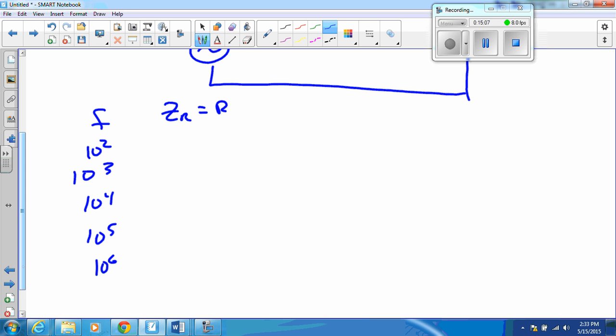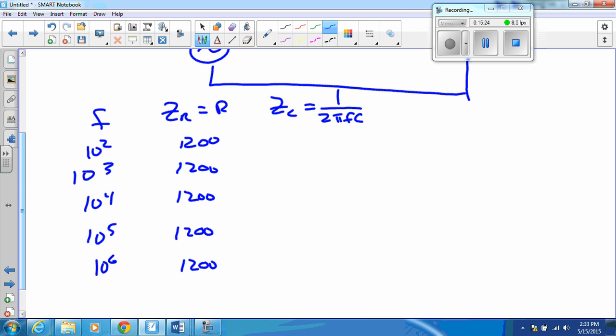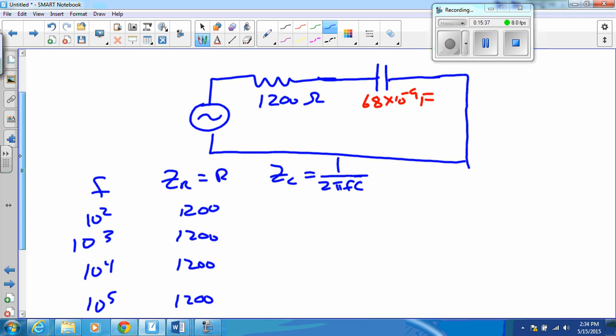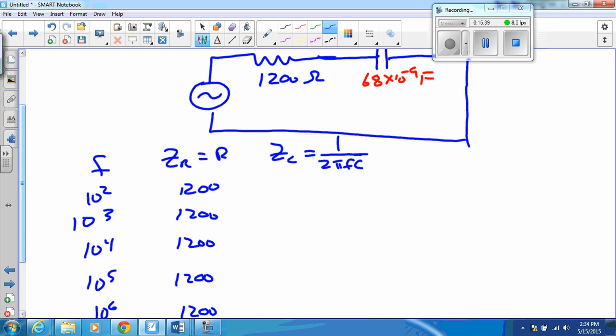And we'll compute the ZR, which is equal to just the resistance. So that is 1,200 ohms for every single frequency that we pick. That's the virtue of resistors, is that their impedance is a constant number. But for the capacitor, we're going to use 1 over 2 pi fC as our value here. And so now we've got to do a little bit of computation. Everybody grab your calculators and compute the impedance of the capacitor with a frequency of 10 to the 2 and a capacitance value of 68 times 10 to the minus 9. Go.